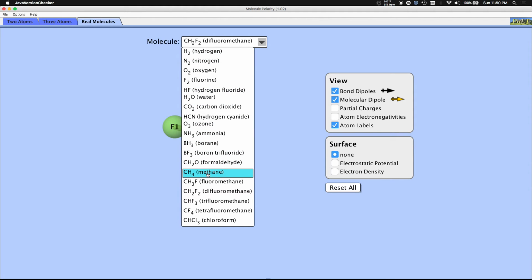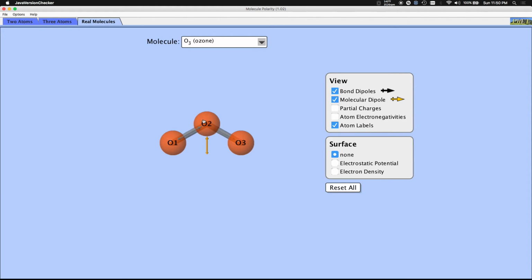If we look at something else, like let's say ozone. Ozone has a dipole moment. Look at that. It's not canceled out like you would think. However, at the same time, you'd think it would be, because there's not really anything happening here except there is a bond dipole going in this downward direction.